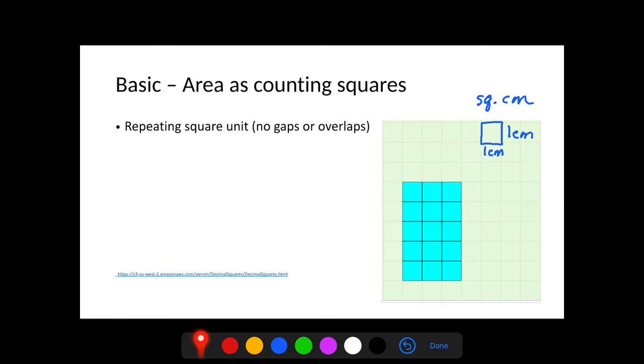1, 2, 3, 4, 5, 6, 7, 8, 9, 10, 11, 12, 13, 14, 15. So our area is 15 square centimeters, or 15 1 centimeter by 1 centimeter squares.